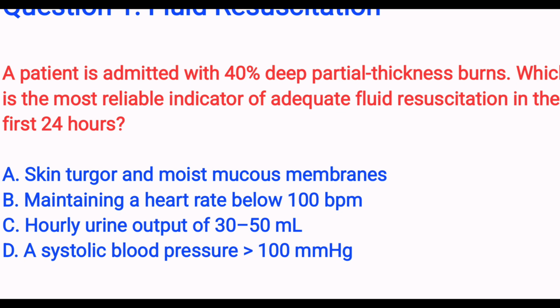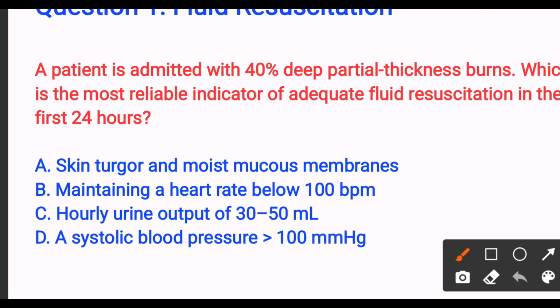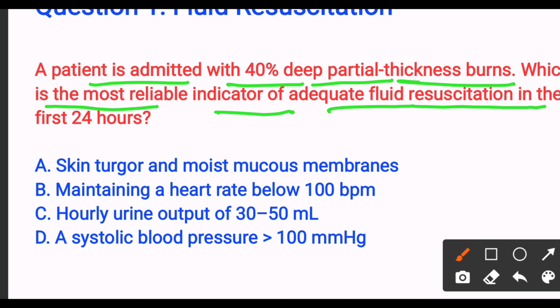Today we will discuss the most important MCQs for NORCET and other nursing exams. Let's start. First question. A patient is admitted with 40% deep partial thickness burns. Which is the most reliable indicator of adequate fluid resuscitation in the first 24 hours?